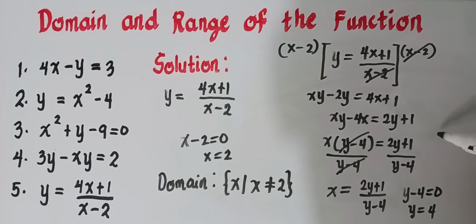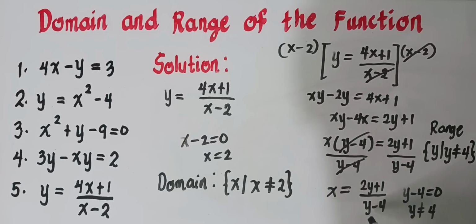Okay? So, ang restrictions natin dito, ang range natin ay y such that y is not equal to 4. Kasi pag magiging 4 to guys, 4 minus 4, 0. So, undefined na yung equation natin. How about negative numbers? Pwede ba? Yes. Let's say negative 1. Negative 1 minus 4, that is equal to negative 5.